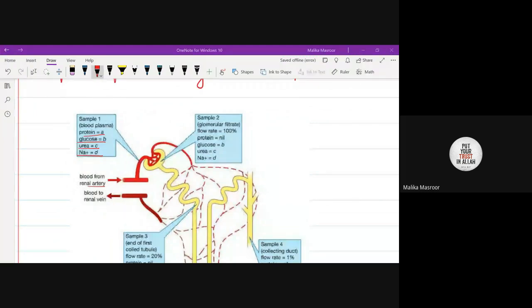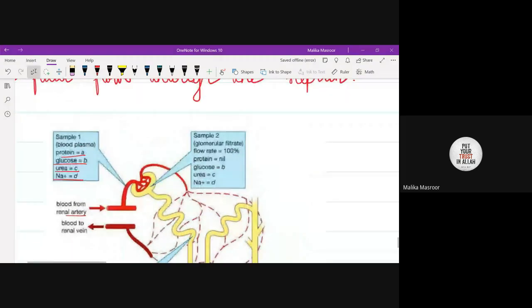I think yesterday Zoya, you were asking about where exactly what is being filtered. So this is a very summarized diagram as to at which point what is being filtered. Look at your sample 2. It passed through the glomerulus and entered your glomerular filtrate. Your flow rate is 100%. There is no protein. There was protein in sample number 1, but there is no protein in sample number 2 in the glomerular filtrate, because protein molecules are too large to pass through.